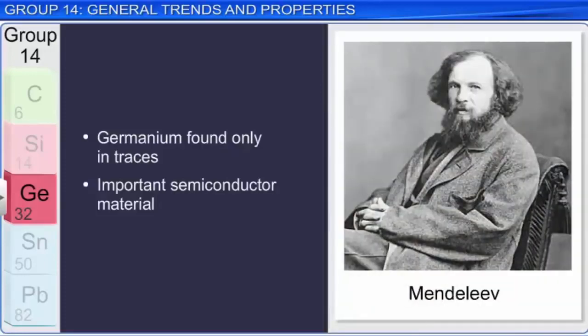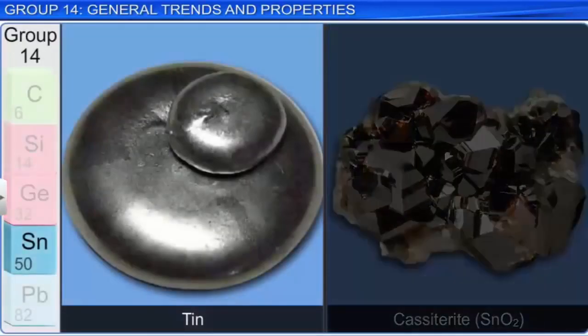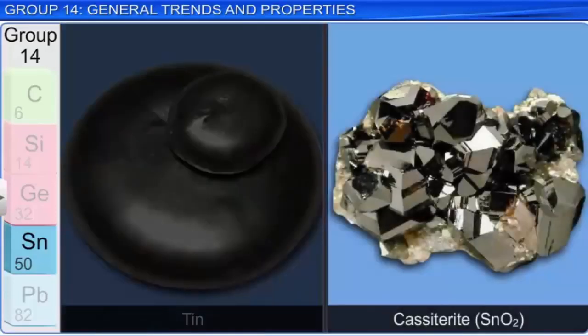Tin is a silvery white metal, as shown in the photograph on the left, with several allotropes. When a bar of tin is bent, it makes a characteristic sound called the cry of tin. Tin is mostly found as the ore cassiterite, shown in the photograph on the right. Cassiterite has the chemical formula SnO2.